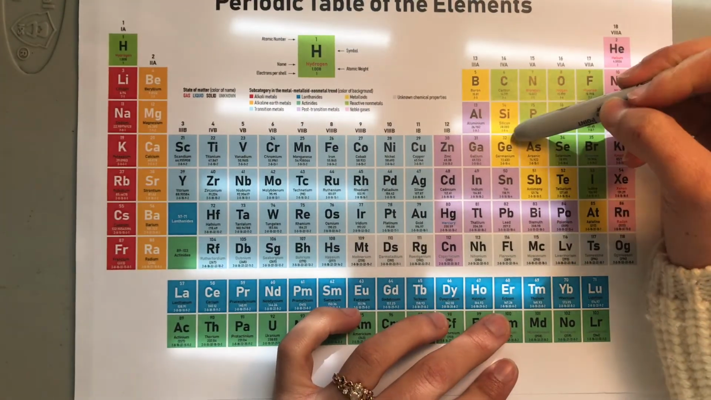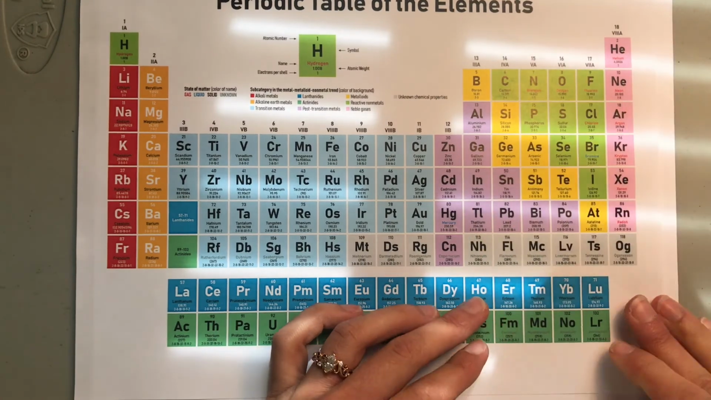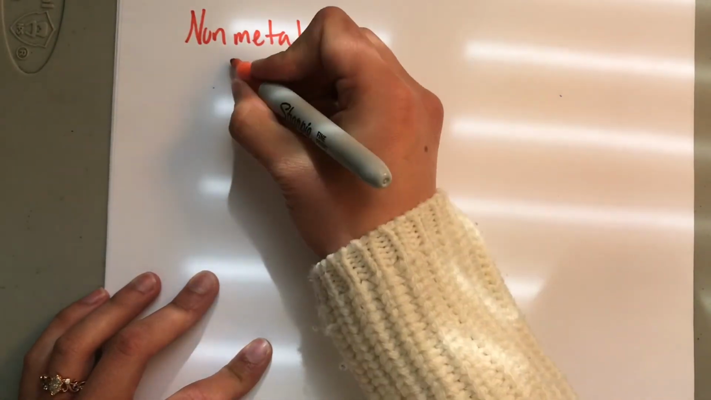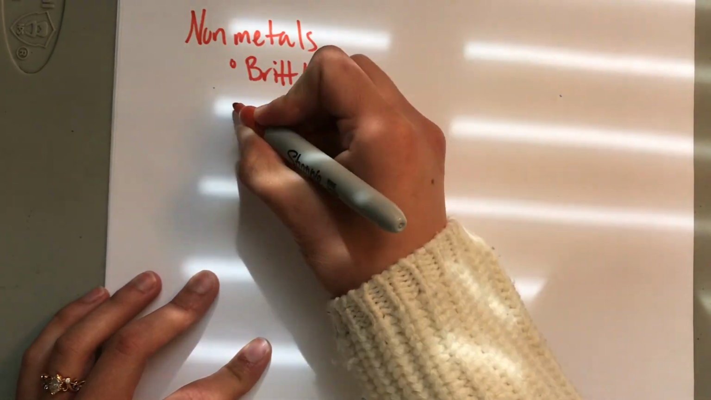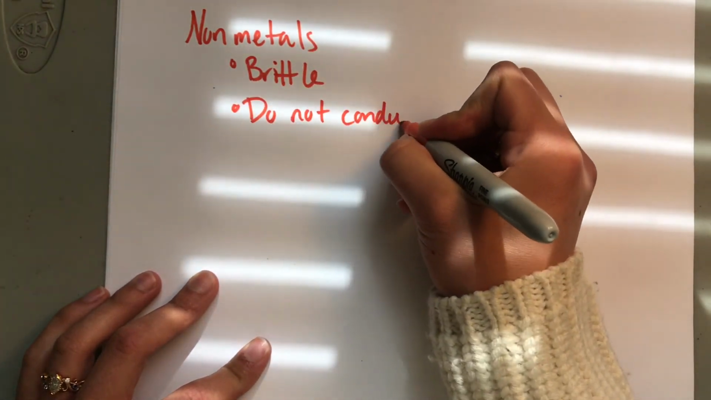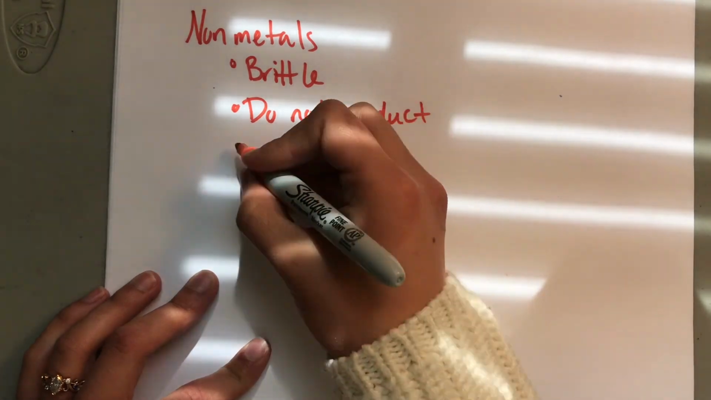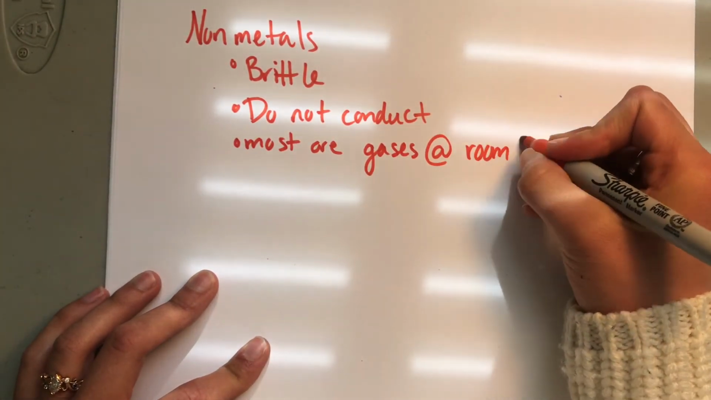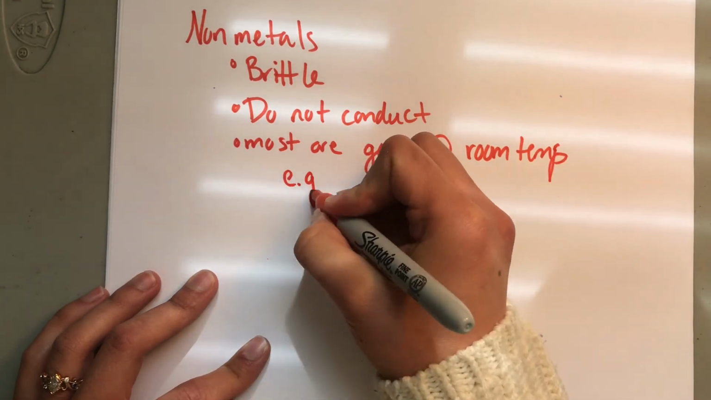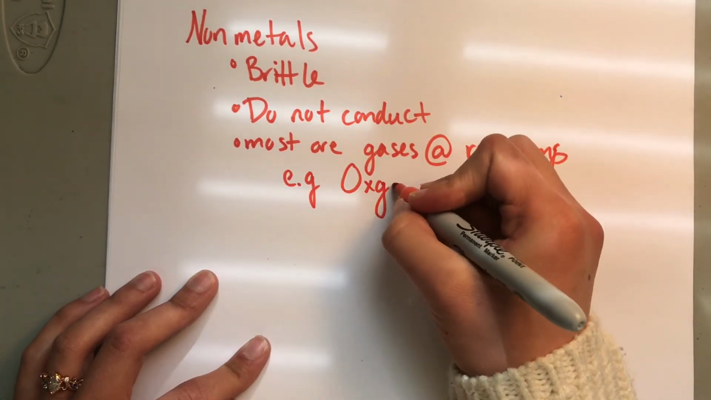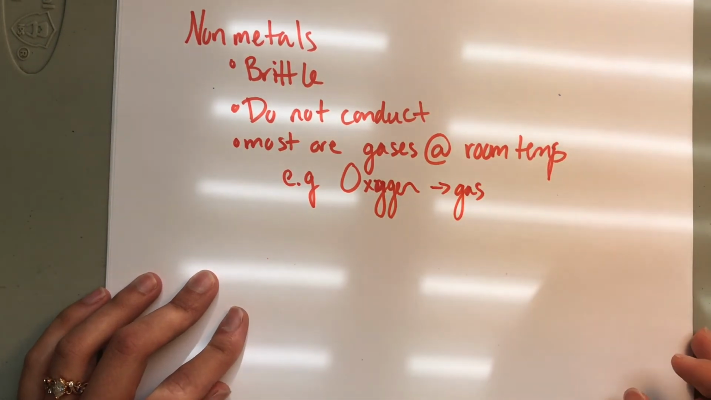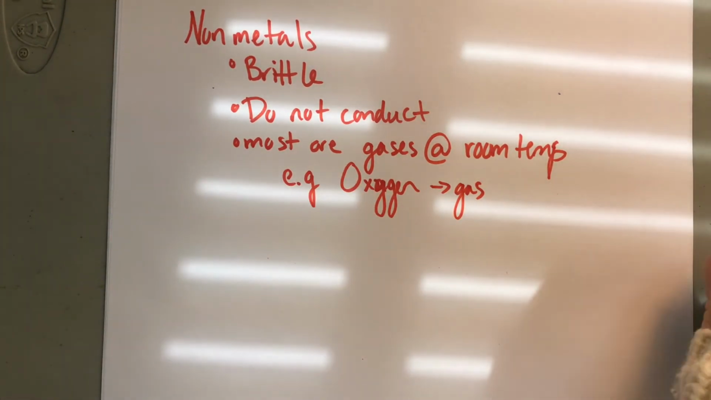Now we're going to talk about everything to the right of that step-like pattern. These are nonmetals. Nonmetals have a few properties. They are usually brittle. They do not conduct, and most of the time they are gases at room temperature. There are a few exceptions, but for example, we have oxygen, and you guys know that this is probably a gas at room temperature. It would be weird to see solid oxygen.